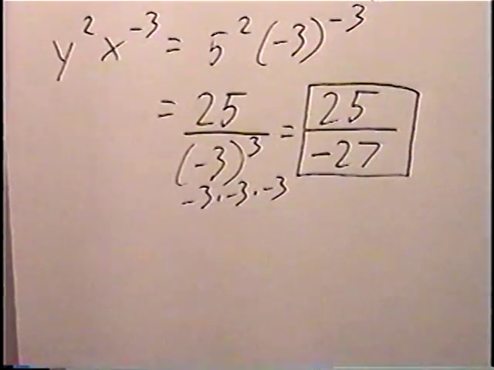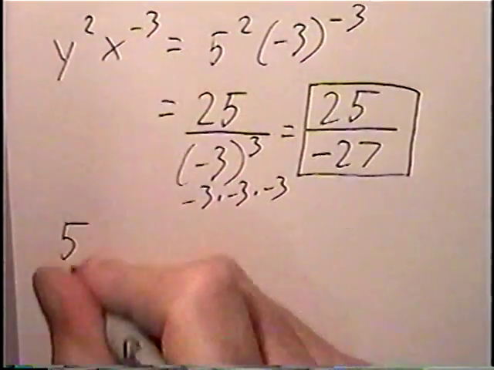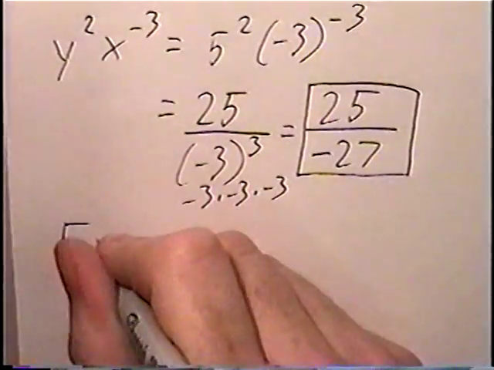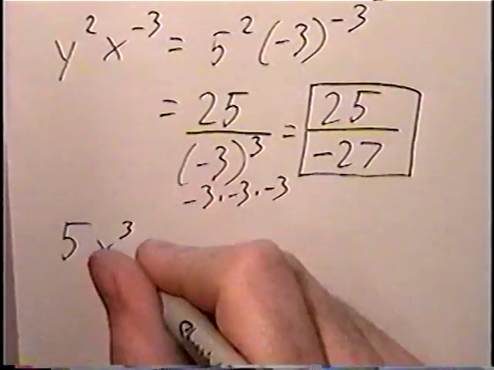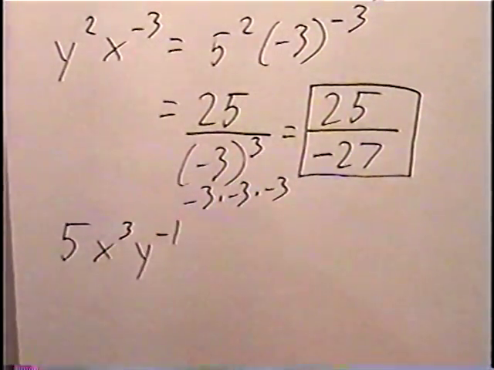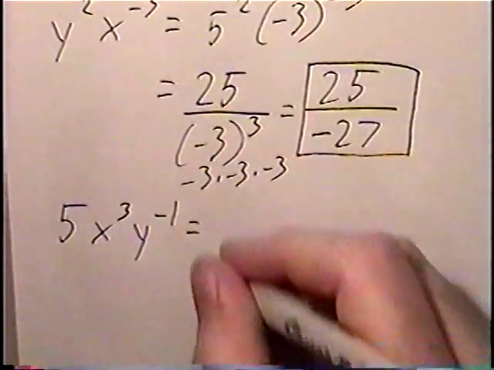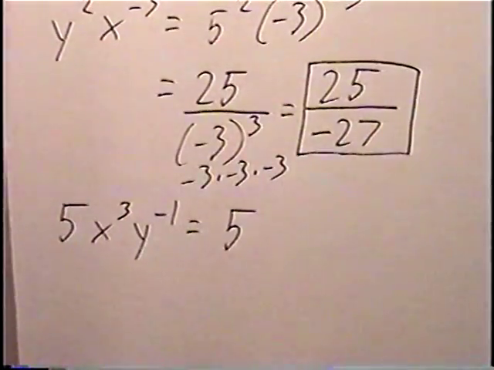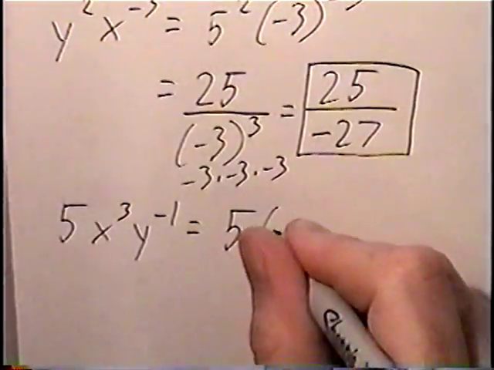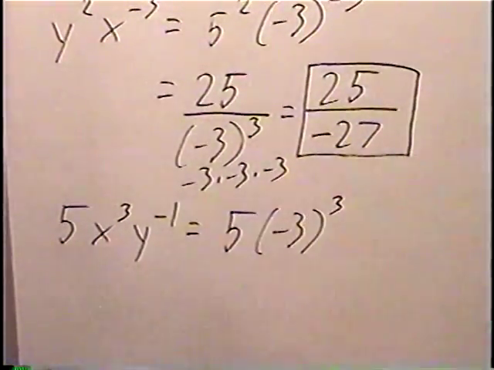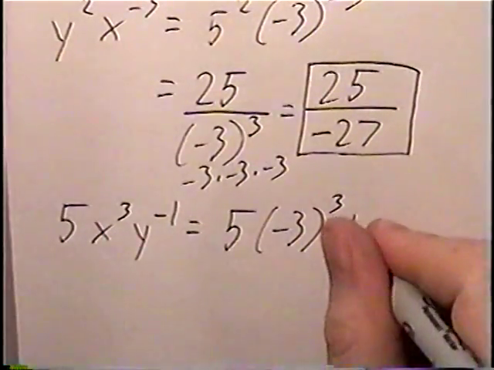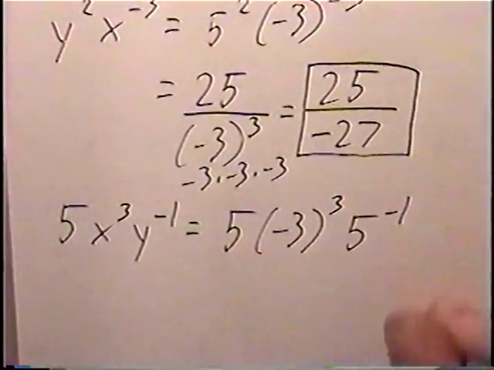And last question for the section. 5, x to the third power, y to the negative 1 power. And again, using the same values as before, we can rewrite the question. 5, x is negative 3 to the third power, and y is 5 to the negative 1 power.